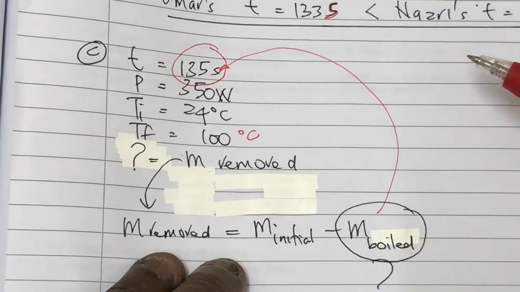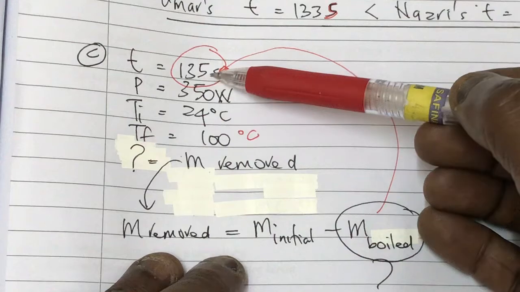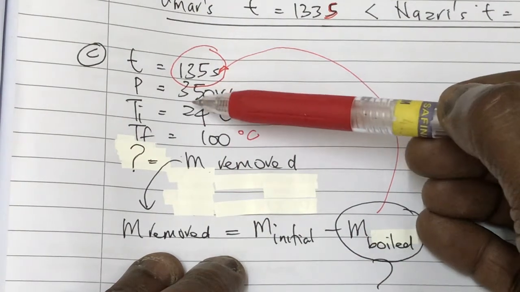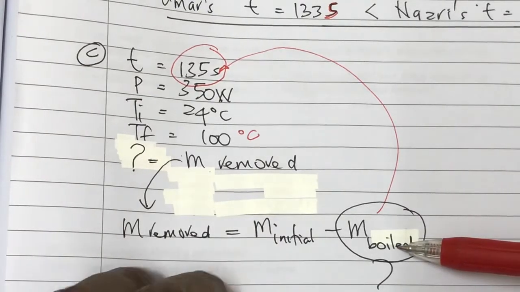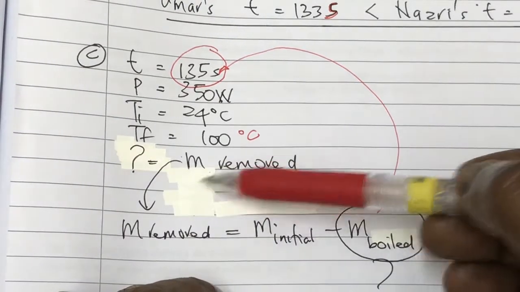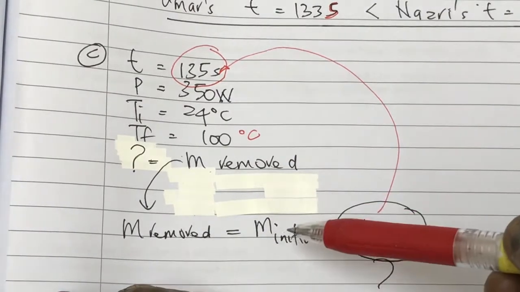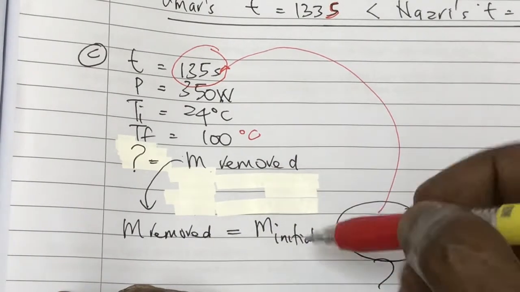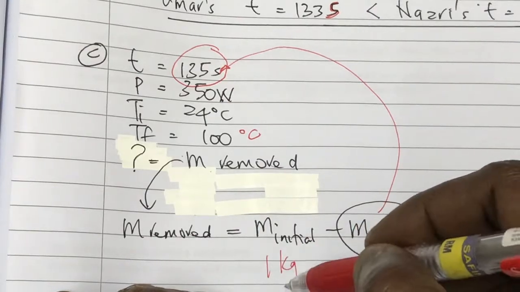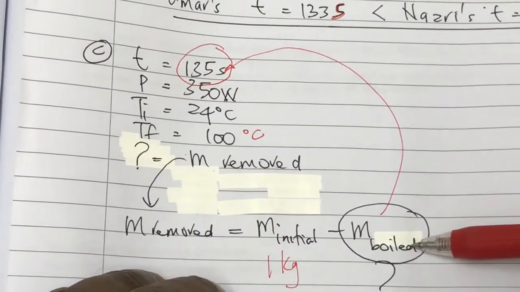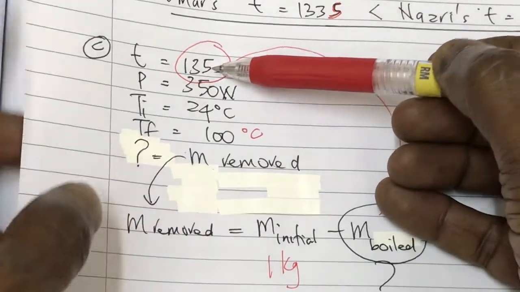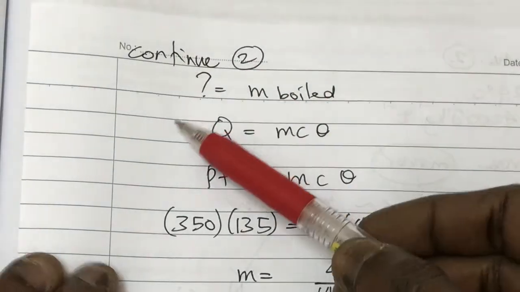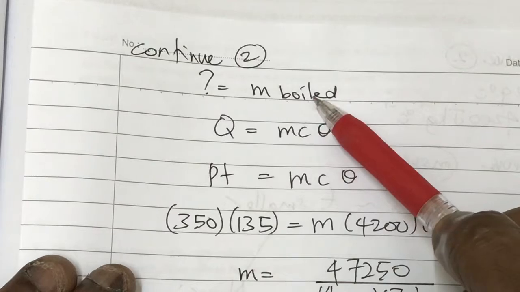So if Nazri wants to use the same time, 135, with a power of 350, how much is the mass of water boiled? Okay, it's very important. They're asking the mass of the water removed. It must be the initial mass of water, which was 1 kg, minus the mass of water boiled for the time of 135, which was Omar's time. So now we need to find the mass of water boiled.